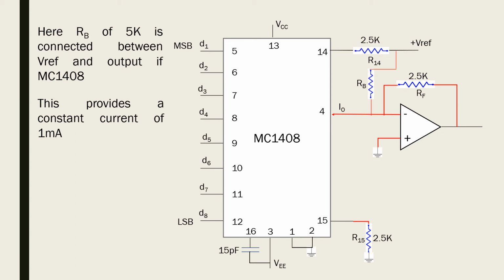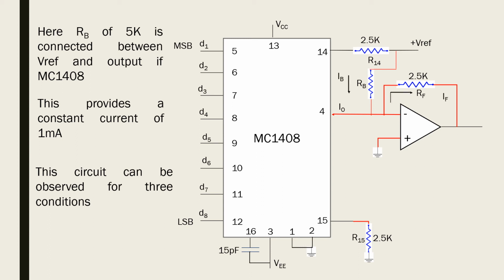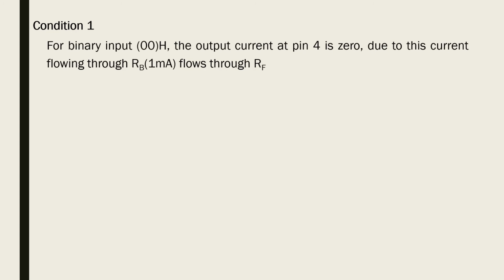Always there is a 1 milliampere current at pin number 4 arriving, and depending on the other values, that current will be added there. This circuit can be observed for 3 different conditions. So we will see these 3 different conditions. Condition 1. For the binary input 00 in hexadecimal, the output current at pin 4 is 0. Due to this, the current flowing through the resistance RB, 1 milliampere, flows through the resistance RF. Therefore, we can write V0 is equal to minus 5 volt, since it is an inverting case.